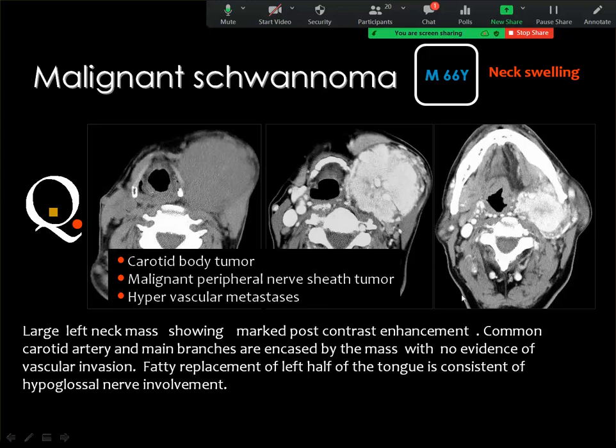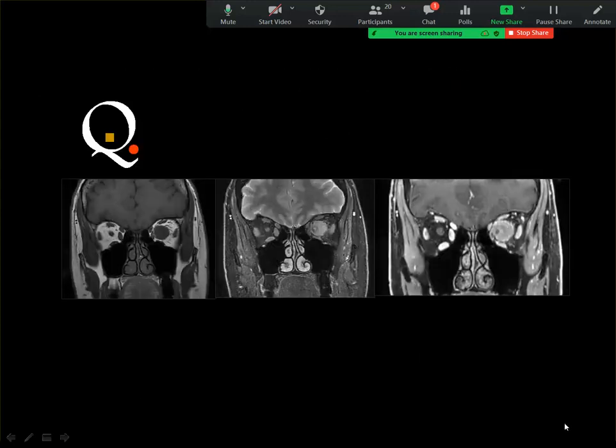You know, the malignant transformation in schwannomas is now known as malignant peripheral nerve sheath tumor, and is not known as neurofibrosarcoma anymore. Then the possibility of glomus tumor or carotid body tumor may be considered. You can see the carotid vessels entangled within the mass, or you may also think of a hypervascular metastasis, but actually this lesion was proved to be a malignant schwannoma.